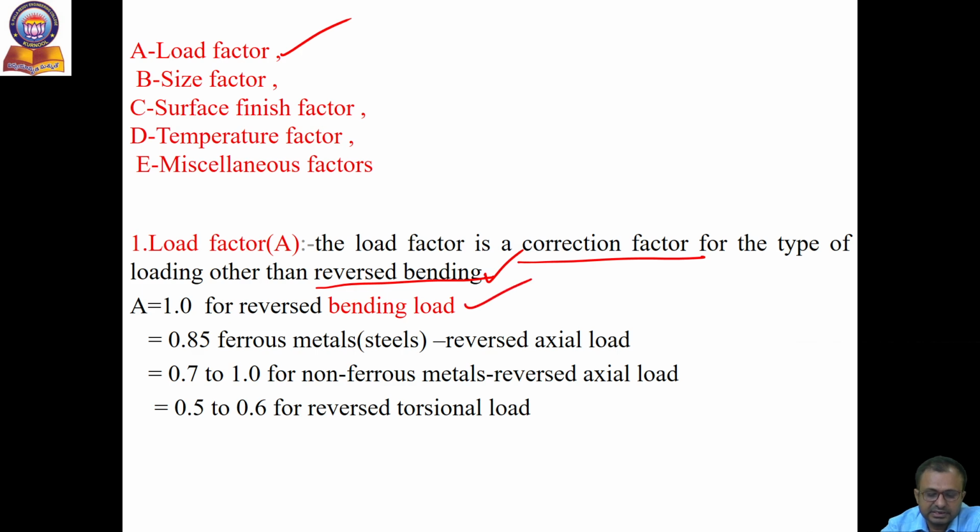Generally A is equal to 1 for reversal bending load, and for reversed axial load we take 0.85. This is for ferrous materials like steel, and for non-ferrous materials like cast iron and others we take 0.7 to 1.0. And for torsional loads, we take 0.5 to 0.6. In between, we take any one value.